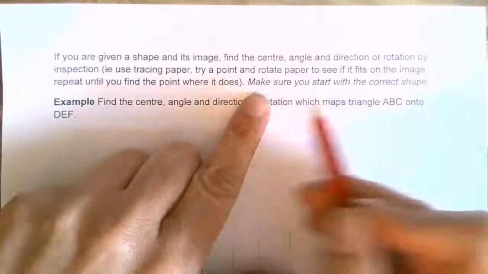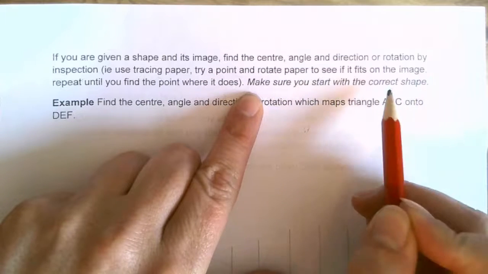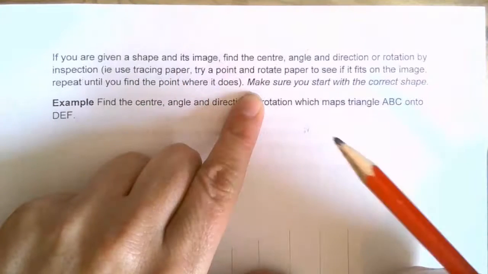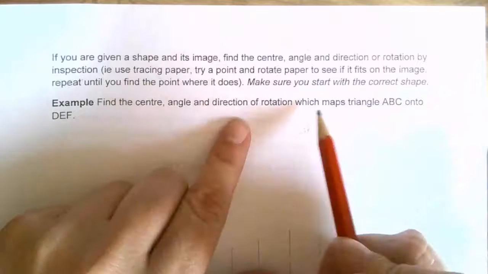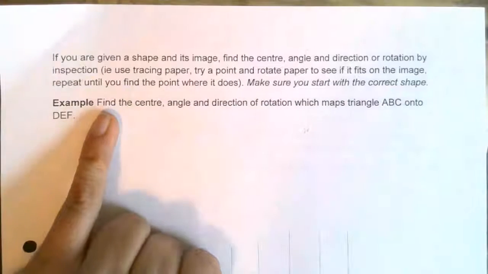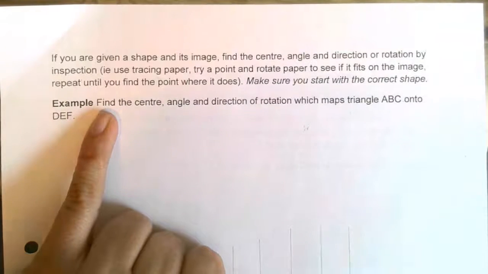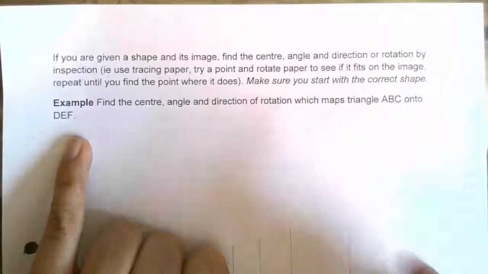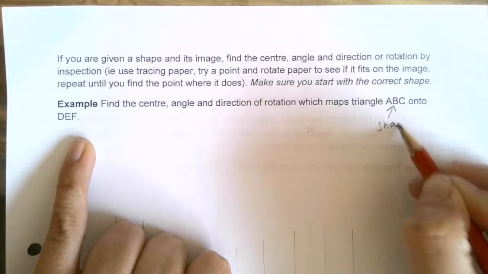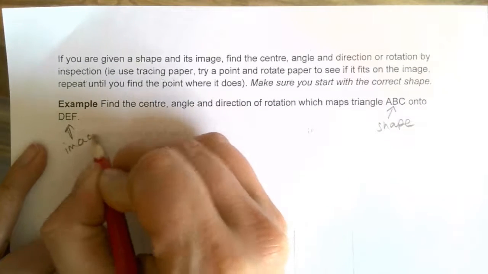Now, this is important here. See here where it says make sure you start with the correct shape. If you start with the image and not the original shape, then your rotation will all be back to front. So make sure you're reading questions really, really carefully on this. So here's our example. We've been asked to find the center, the angle and direction of rotation which maps triangle ABC to DEF. So ABC is our original shape and DEF is our new shape, which we call the image.